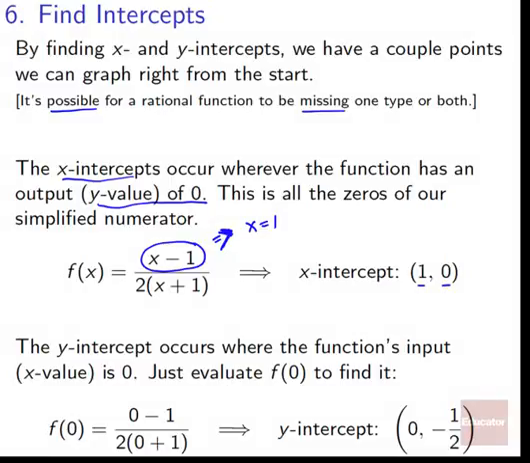The y-intercept occurs where the function's input, its x value, the x that we're plugging in, is 0, because that'll put us right on the y-axis. So just evaluate our function with a 0 plugged into it. So f(0): we plug in 0. So (0 - 1)/(2 times 0 + 1) from our simplified function. That simplifies to -1/2. So we get (0, -1/2). So we've got some points to start off with when we're plotting.